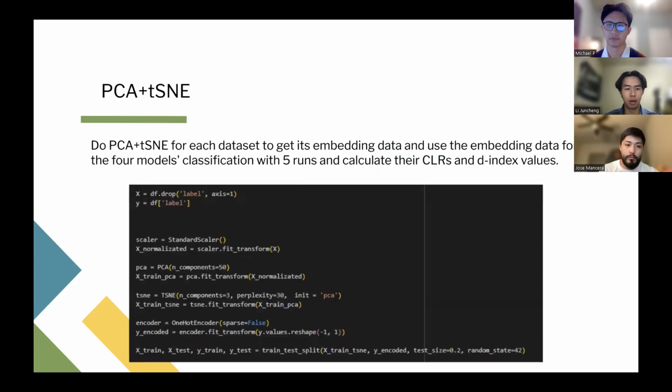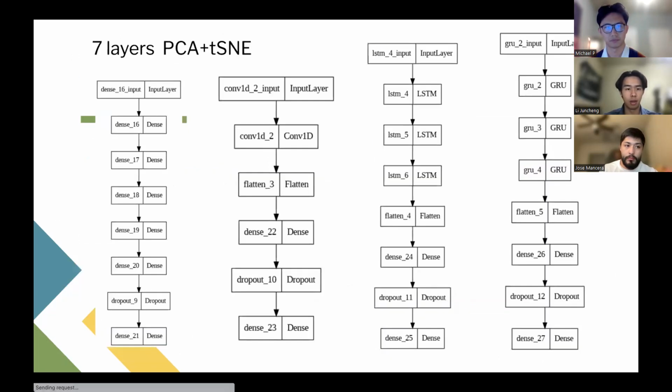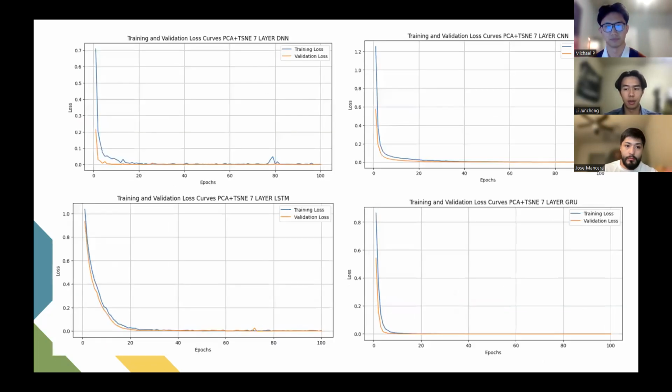And here we did PCA plus t-SNE on the single cell RNA sequencing data. And here's the results, everything is just 99% after we did dimensionality reduction. And here we did the 7 layers. And the results, it's perfect.